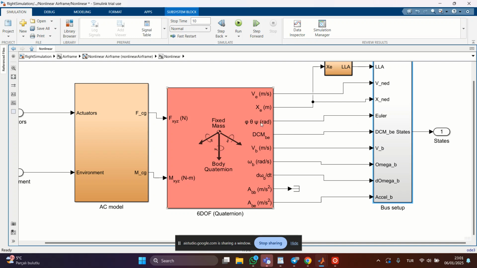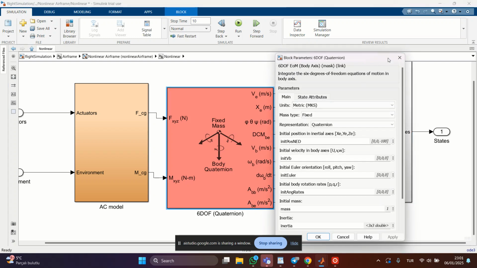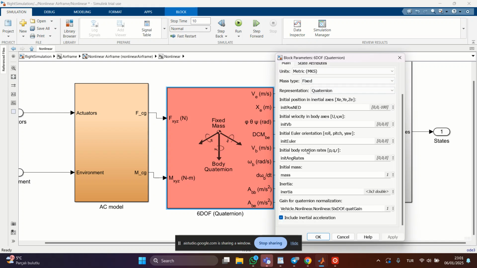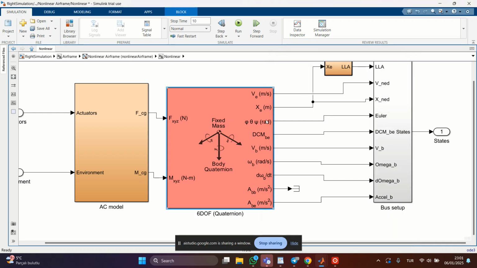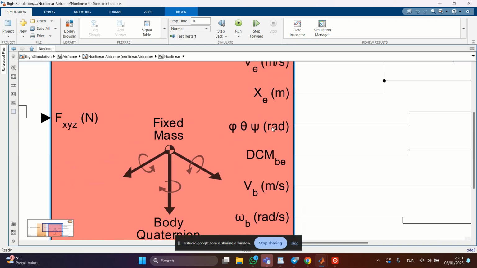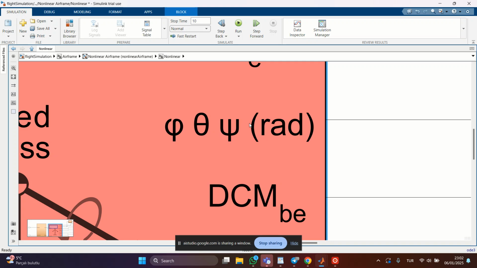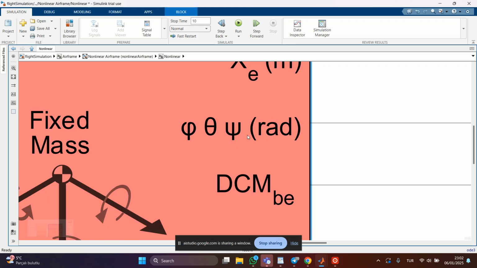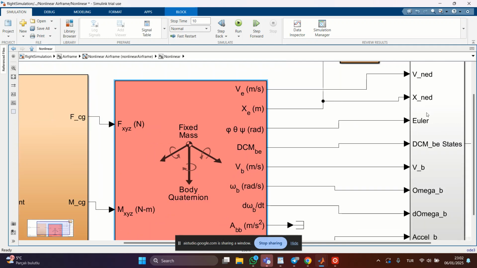And what is this red? You're pointing to the red block. That is the 6DOF block, which represents the six degrees of freedom of the body. Not that one, I mean this one. Okay, you're asking about the phi, theta, and psi parameters, which are in radians. Those three parameters represent the Euler angles, specifically roll, pitch, and yaw, that describe the orientation of the body.